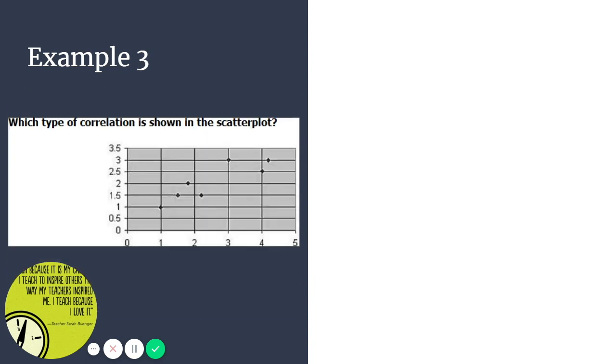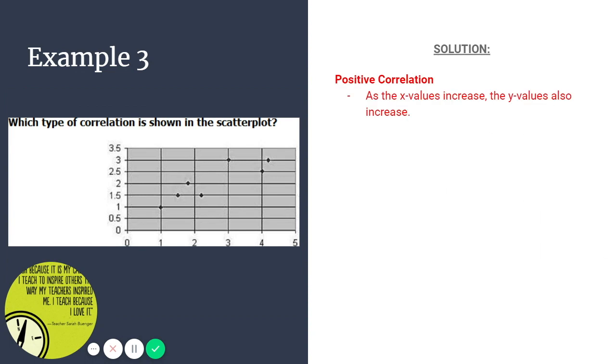All right, now we're on to example number 3. Which type of correlation is shown in the scatter plot? So look at the trend and identify which correlation is determined to be shown in the scatter plot. The solution is that it is a positive correlation. As the X values increase, the Y values also increase. I hope this is the answer that you came to.